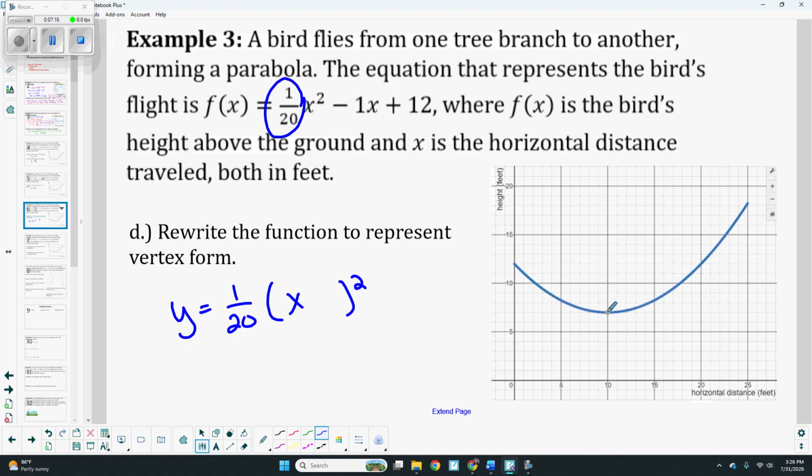We could see that the vertex is at 10, 7. So that's going to be x minus 10 squared plus 7.